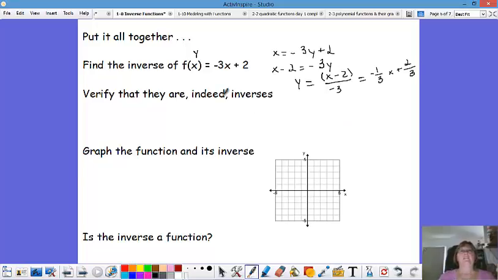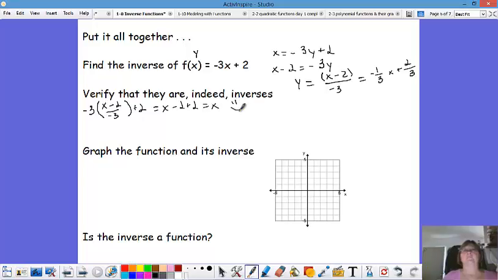Okay, very good. Verify that they are inverses. So if I do f to this, I ought to get back to x. Let's see. If I do negative 3 times what I just said was the inverse, actually let's leave it in this form. That'll make the work a little easier for us. Negative 3 times the quantity x minus 2 over negative 3, and then the rest of that was plus 2. Okay, we know we can't simplify here, but this multiplication has to happen before this add. The negative 3's cancel. We get x minus 2 plus 2, which is x.